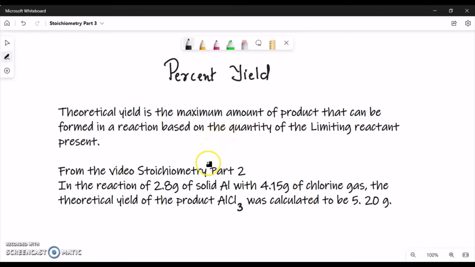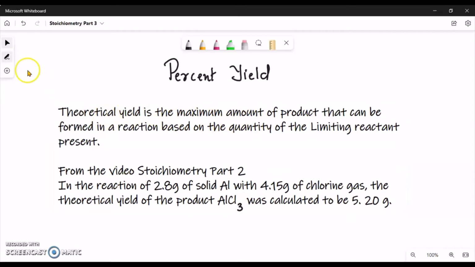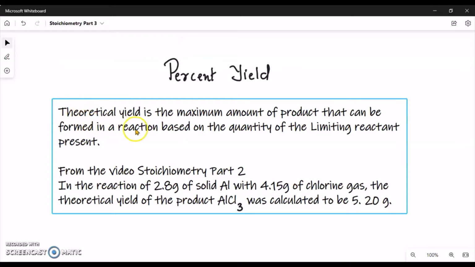From our second video on stoichiometry, that is stoichiometry part 2, we learned how to find theoretical yield in a chemical reaction. So theoretical yield is the maximum amount of product that can be formed in a chemical reaction based on the quantity of the limiting reactant present in the reaction.